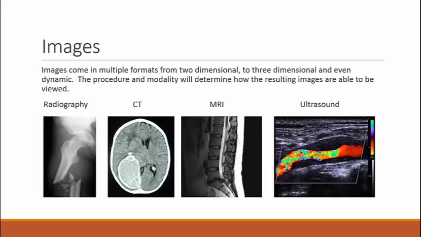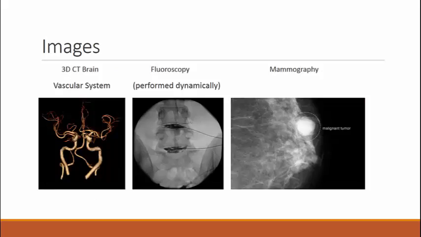Below we have radiography, which is what we normally call traditional X-ray. The second image is that of CT, or computerized tomography. The third image is MRI, magnetic resonance imaging, and the fourth image is that of ultrasound. Additional examples are, for 3D imaging, the vascular system of the brain. The CT image data is then brought into a computer system, and the image below is then displayed, which the radiologist can turn 360 degrees, looking at the vascular structure.